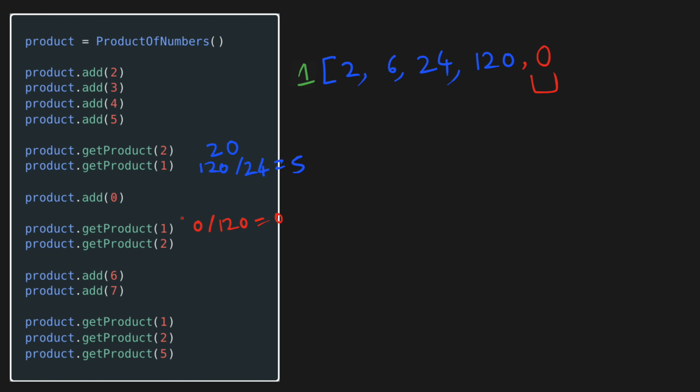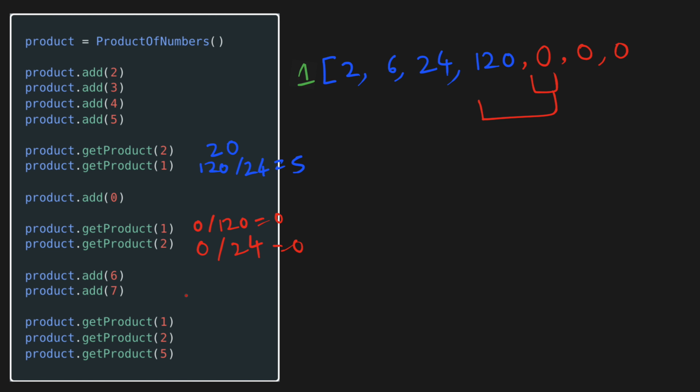Similarly, if we call getProduct with k equal to 2, in this case I have to look at the last two elements, and now the product will be again 0 divided by 24, which will give us 0 again. But now later on we get the call to add 6 to the stream, but we will be storing the prefix product, so 6 times 0 will give us 0. Similarly, when we get the call to add 7 to the stream, we will add 0 to the stream again.